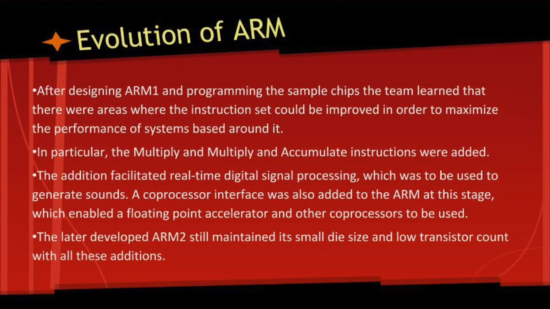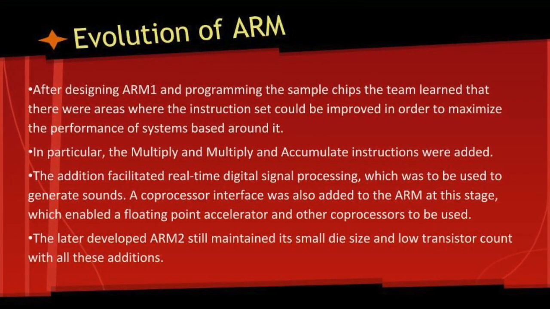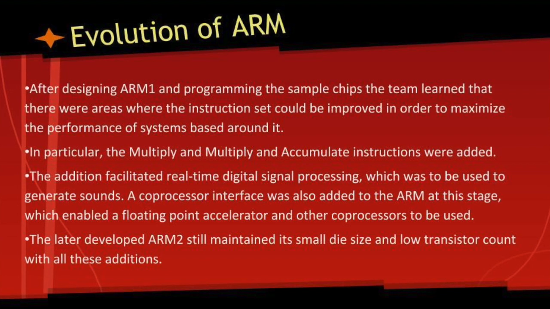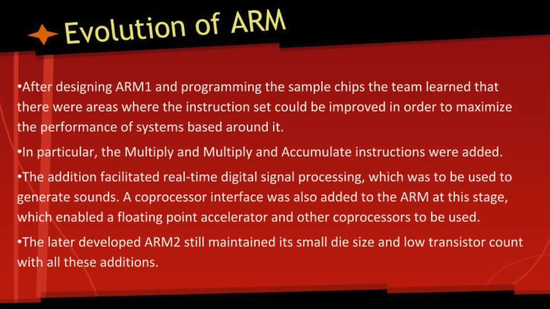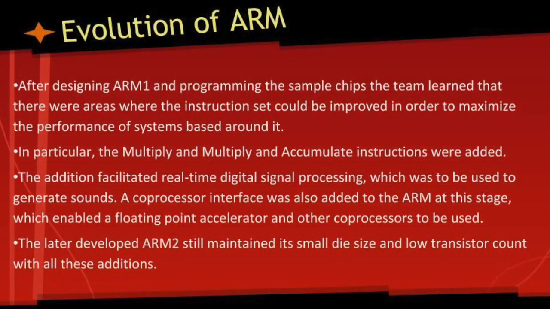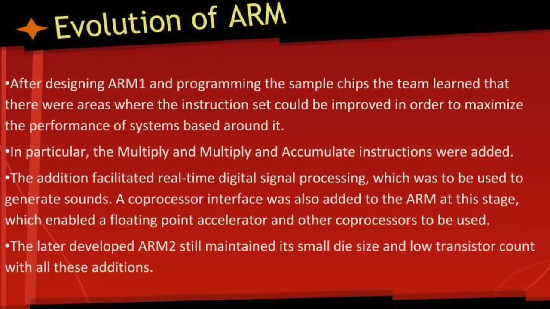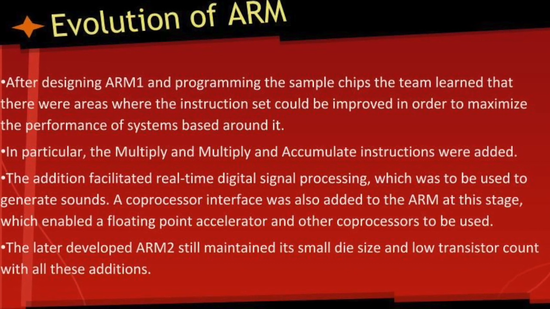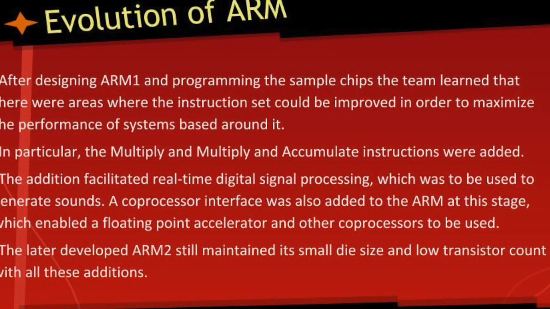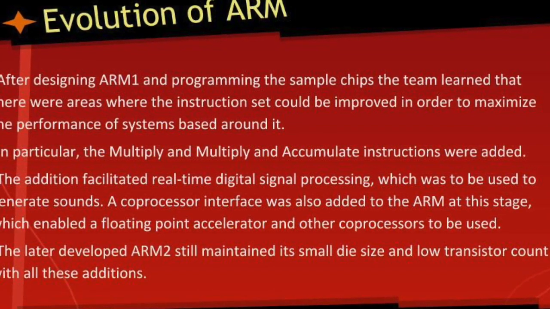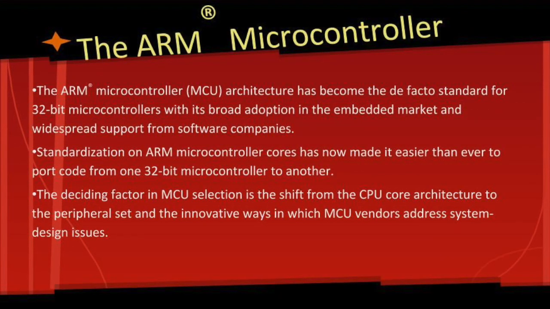Evolution of ARM. After designing ARM1 and programming the sample chips, the team learned that there were areas where the instruction set could be improved in order to maximize the performance of systems based around it. In particular, the multiply and accumulate instructions were added. The addition facilitated real-time digital signal processing, which was to be used to generate sounds. A coprocessor interface was also added to the ARM at this stage, which enabled the floating point accelerator and other coprocessors to be used. The later developed ARM2 still maintained its small die size.